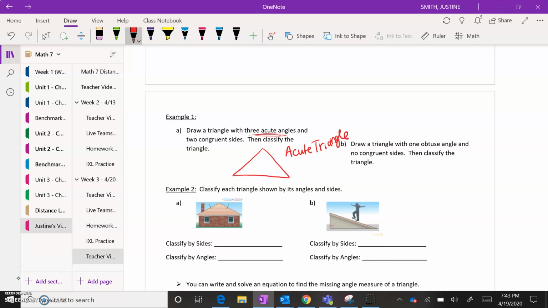And now they're saying there's also two congruent sides. So we're going to say this side is congruent to this side, so we're going to put those little marks on the sides. And if we have two sides that are congruent, it's going to be an isosceles triangle. Okay, so this first classification, acute triangle, is classification by the angle. And the second classification here, isosceles, is classification by the side length.